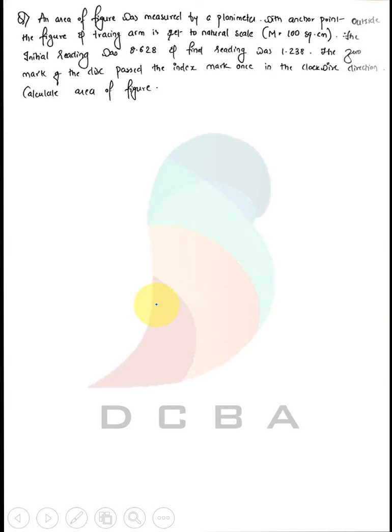Next question we'll be doing of a planimeter. Now planimeter, in the last video lecture we learned about the planimeter, what it is, and it is an instrument which is used to measure irregular areas, right? So let us try to solve a few numericals pertaining to that. An area of a figure was measured by a planimeter with anchor point outside the figure, and the tracing arm is set to natural scale, that is m is equal to 100 square centimeters.